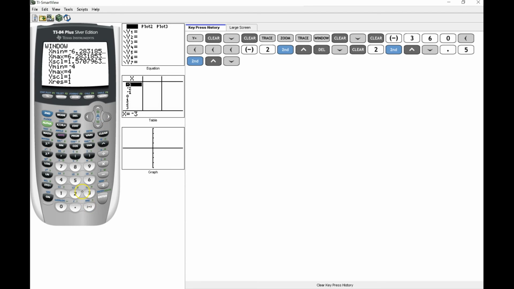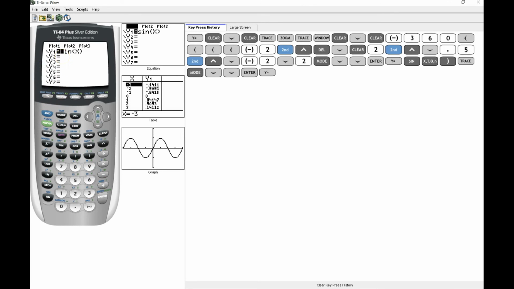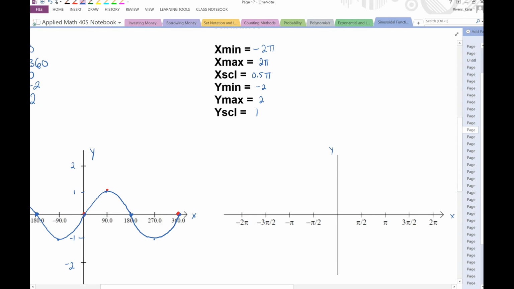And then we went from -2 to 2. Now, in terms of your mode, you could put that in radians now. Make sure that you have your sine x function in there and hit trace, and you should see that exact same picture that we got before. But now this is graphing in radian mode. Okay, so let's go ahead and draw that in.